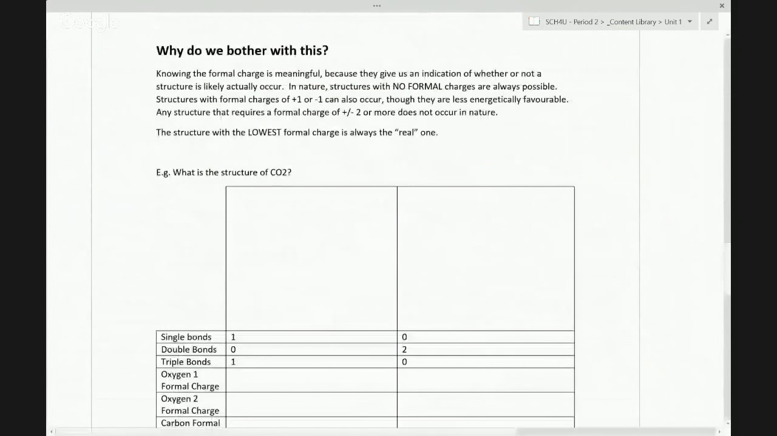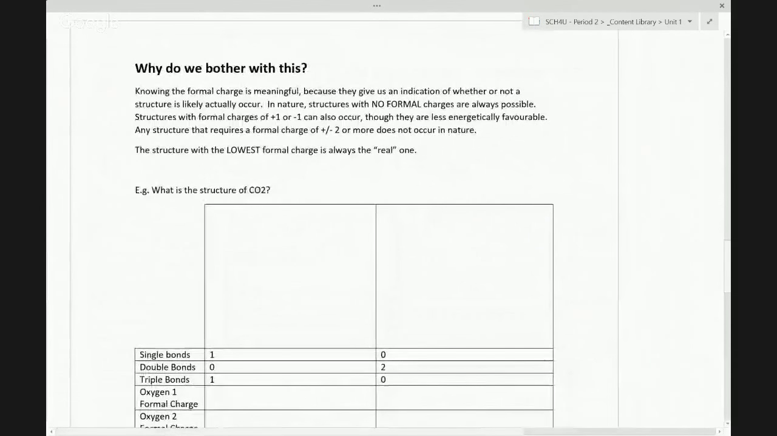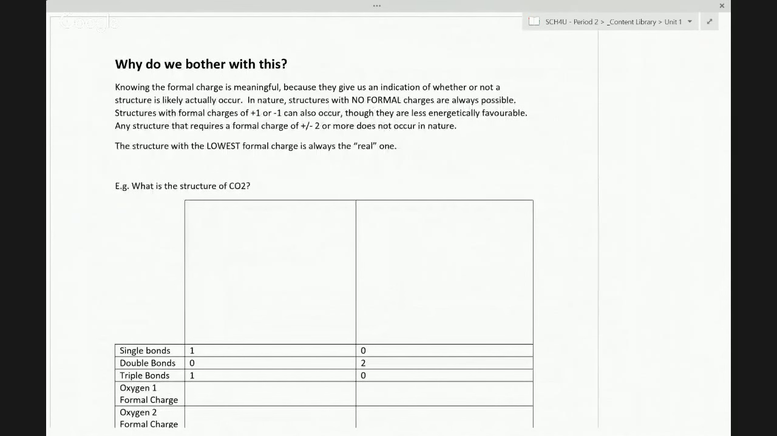Now, why do we even bother with this? Why would we do it? Well, knowing the formal charge is meaningful because it gives us an indication of whether or not a structure is likely to actually occur in nature. Structures with no formal charges are always possible. So any structure that has no formal charge can always happen. Whereas structures with a formal charge of +1 or -1 can also occur, though they're less favorable.